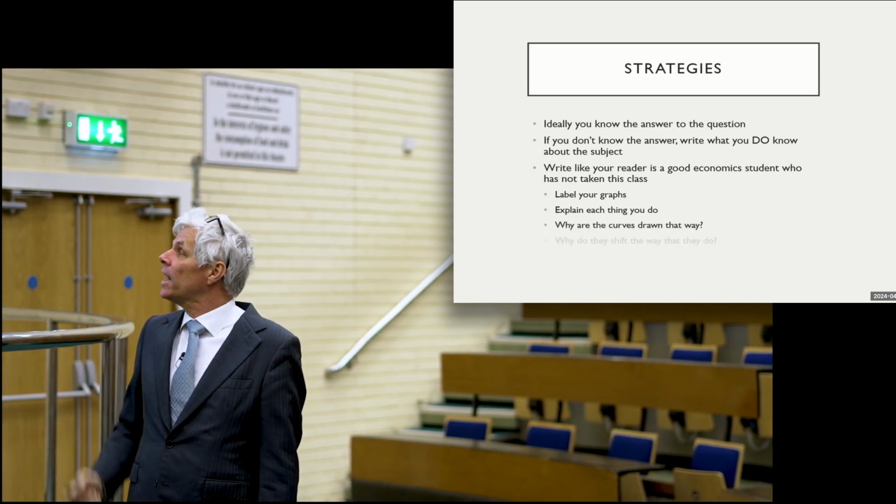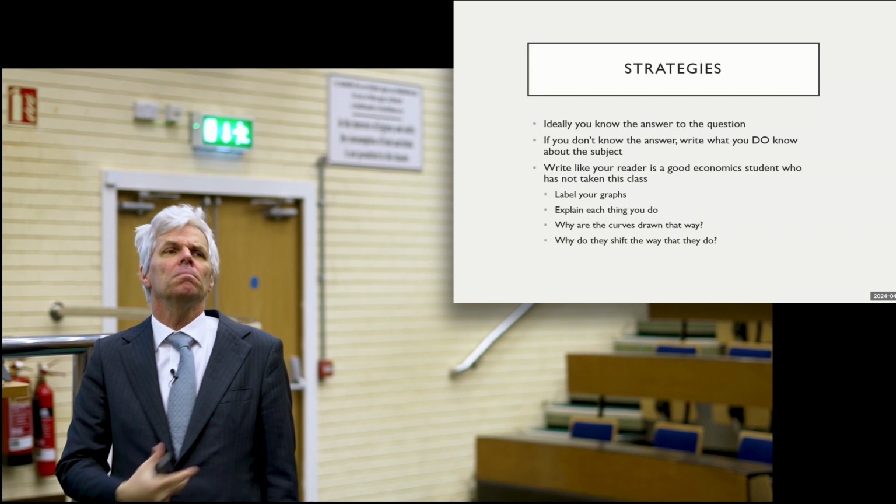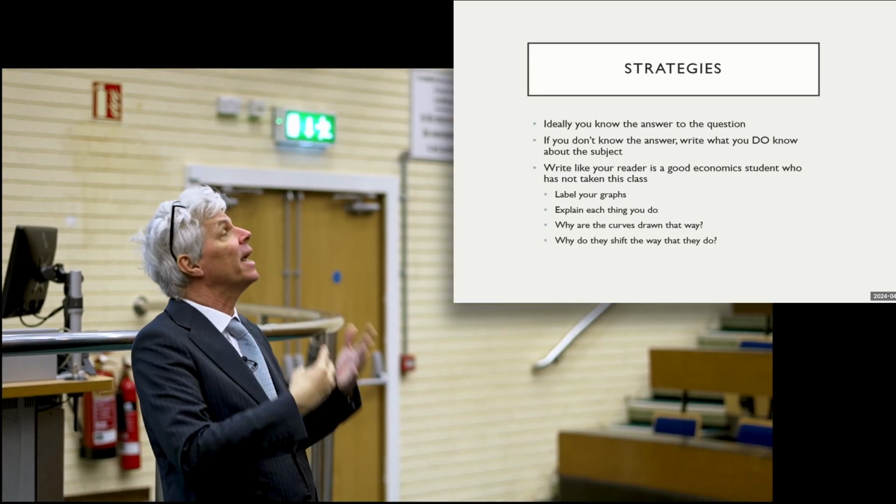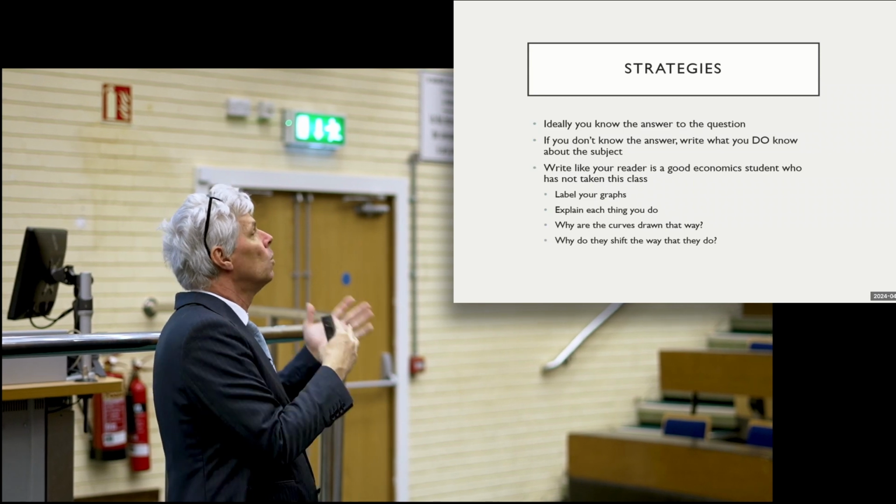Why do you draw the curves that way? Why do they shift the way they do? A couple sentences on each one. Again, doesn't have to be like a book, but it has to be clear that you know what's going on with that graph.